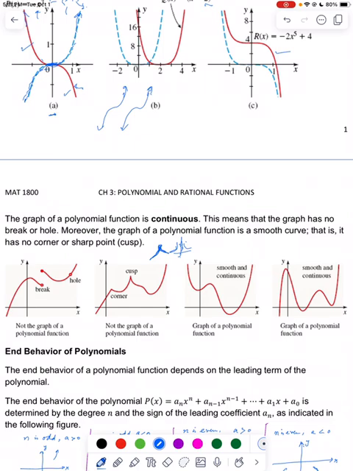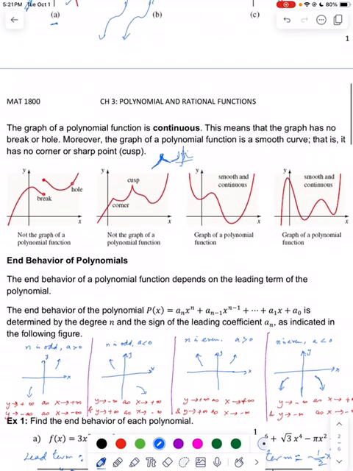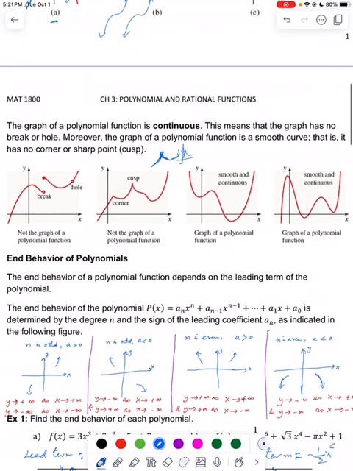Okay, so now here are some figures. The first one here, you see there is a break, there is a hole here. So these cannot be a graph of a polynomial. Similarly, in the second picture, we have a corner, like a pointy kind of a place, and then we have a cusp. Okay? And so these cannot be graphs of polynomials. They should be something like this, going on, and they can go up and down, up and down, up and down, but they keep going.